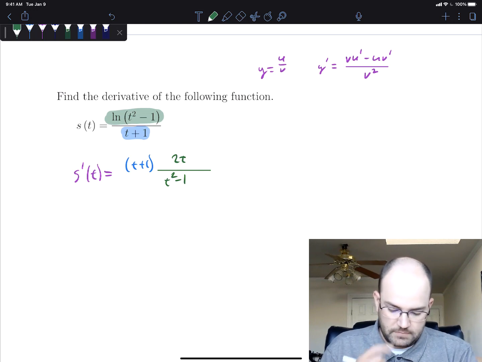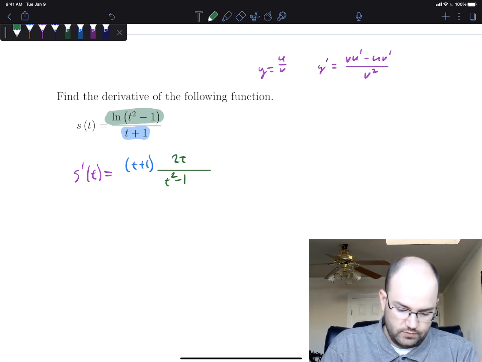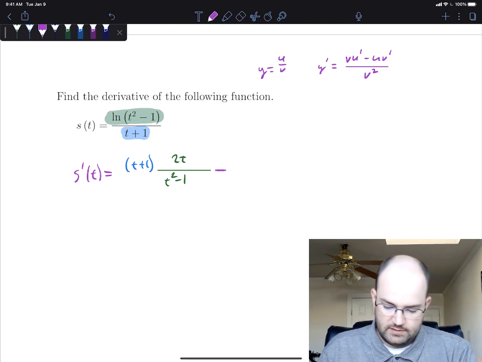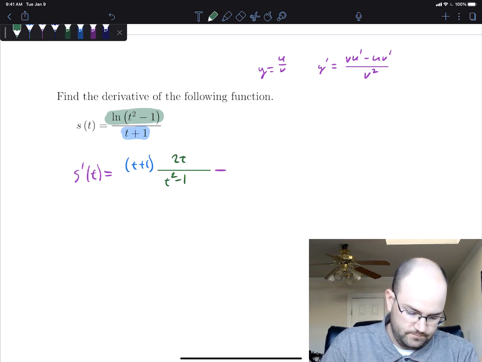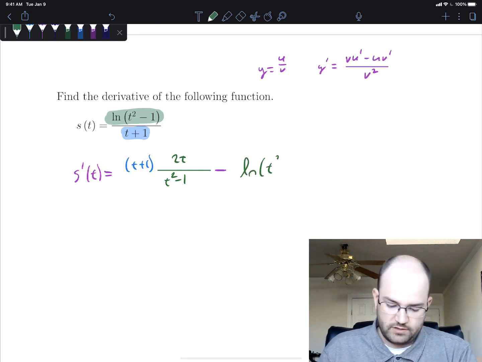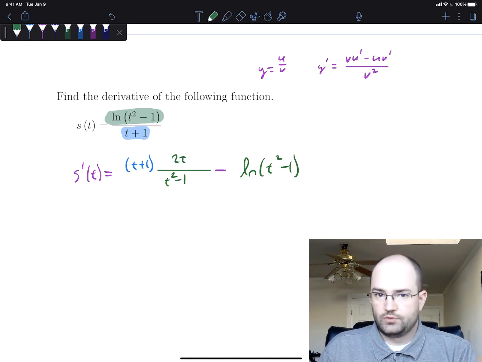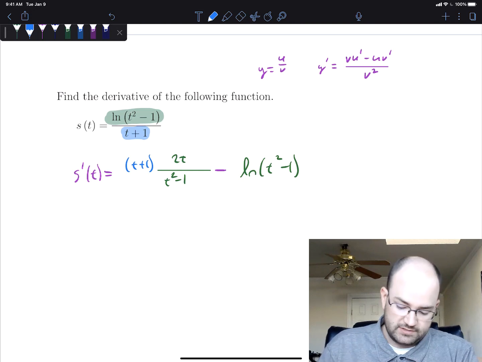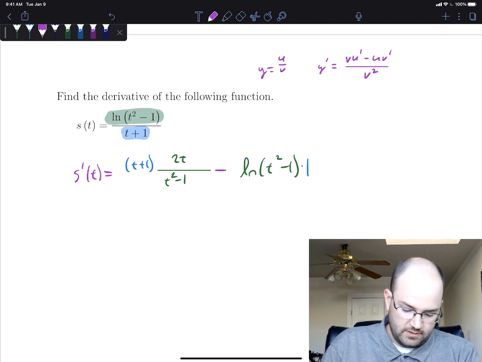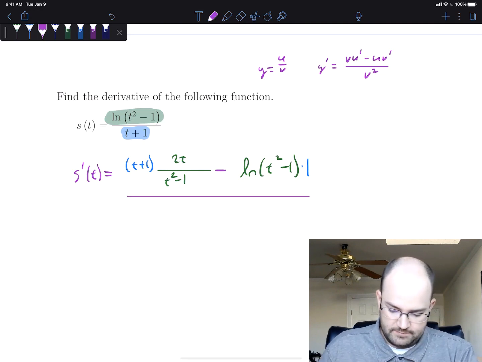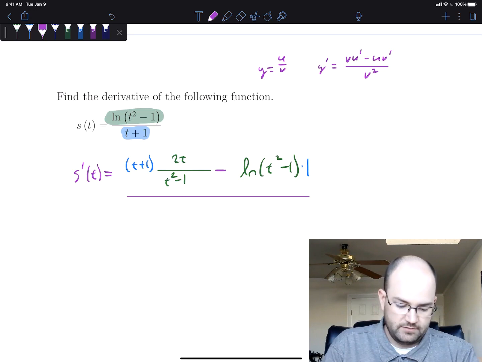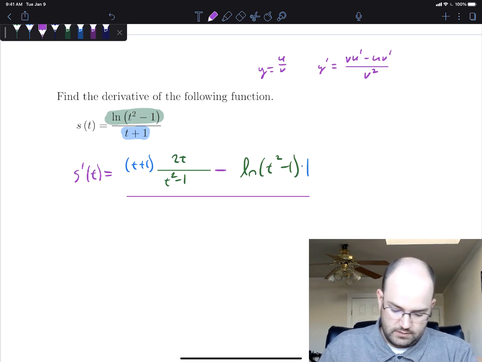Excellent. Now, we want to subtract and do the reverse. It's going to be the numerator, which is the natural log of t squared minus 1, times the derivative of the denominator. The denominator is t plus 1. The derivative of t plus 1 is 1. Excellent. And then all of this is going to be divided by the square of the denominator. So it will be t plus 1 squared.